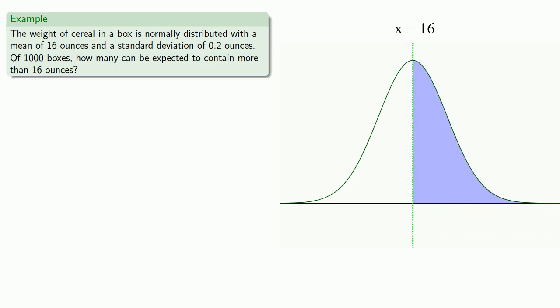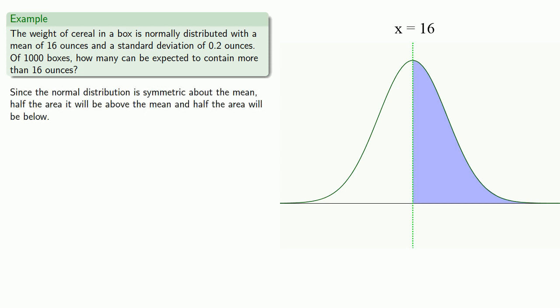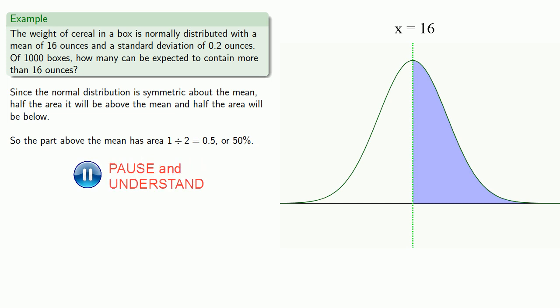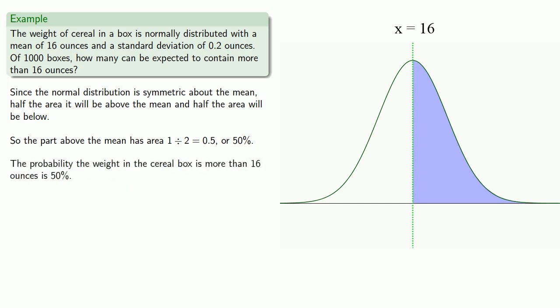Since the normal distribution is symmetric about the mean, that means half the area will be above the mean and half the area will be below the mean. So the part above the mean has area 1 divided by 2, 0.5, or 50%. And so the probability the weight of the cereal box is more than 16 ounces is 50%. And so we can expect 50% of 1,000 boxes of cereal to have weights in this interval.